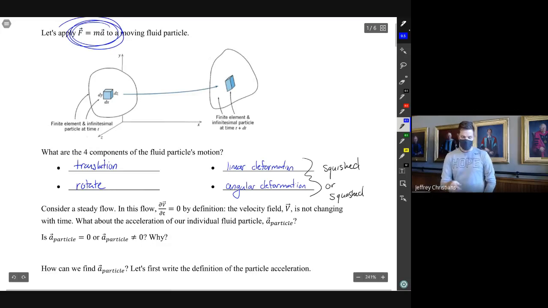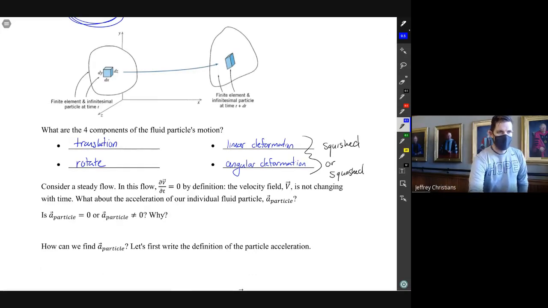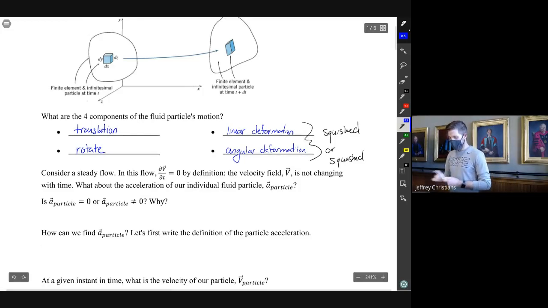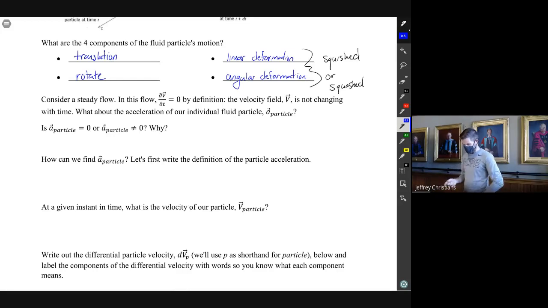So what we're going to start with is talking about acceleration. We're going to build up F equals ma by looking at each of these components. We'll look at acceleration first, then we'll look at mass, then we'll look at forces. So first off, what does acceleration look like for our fluid particle? And we'll start off with a question.